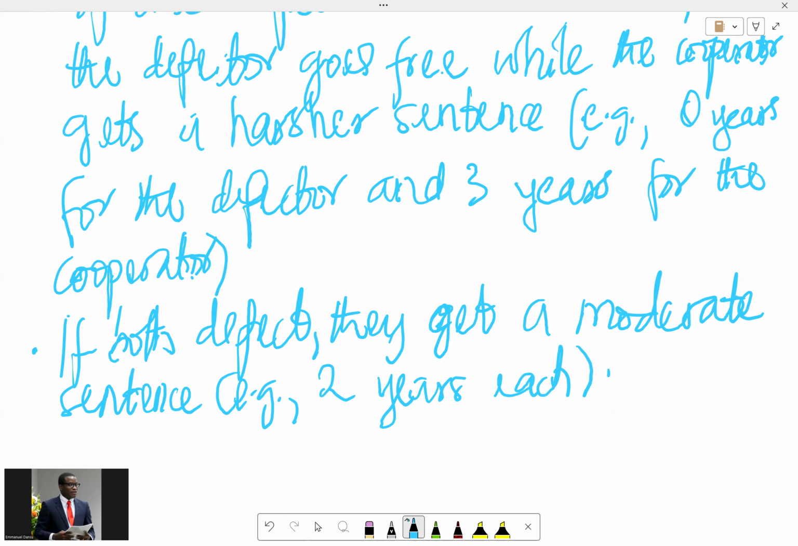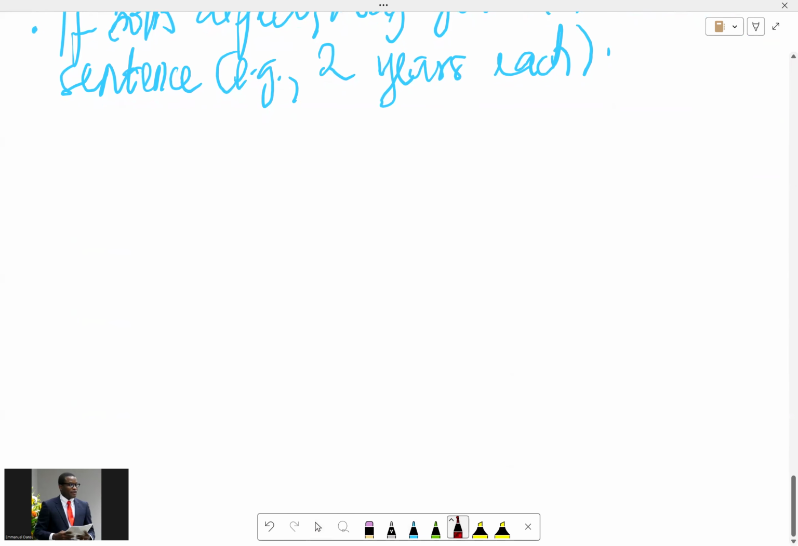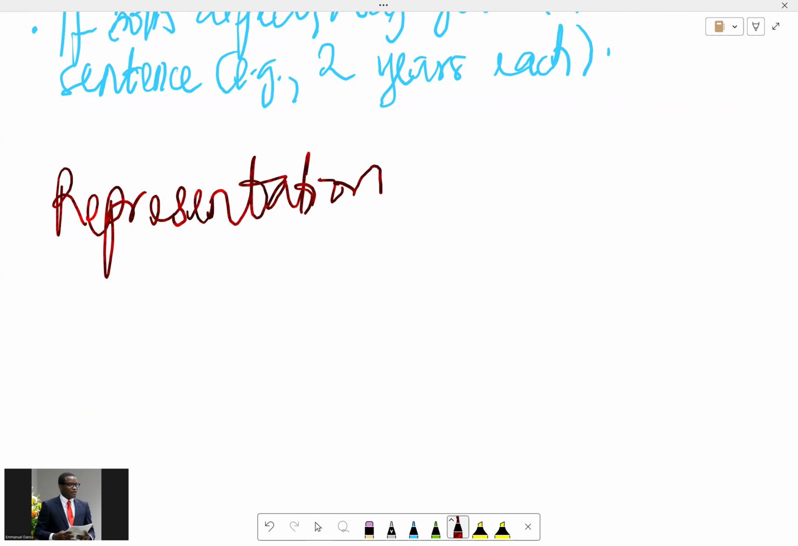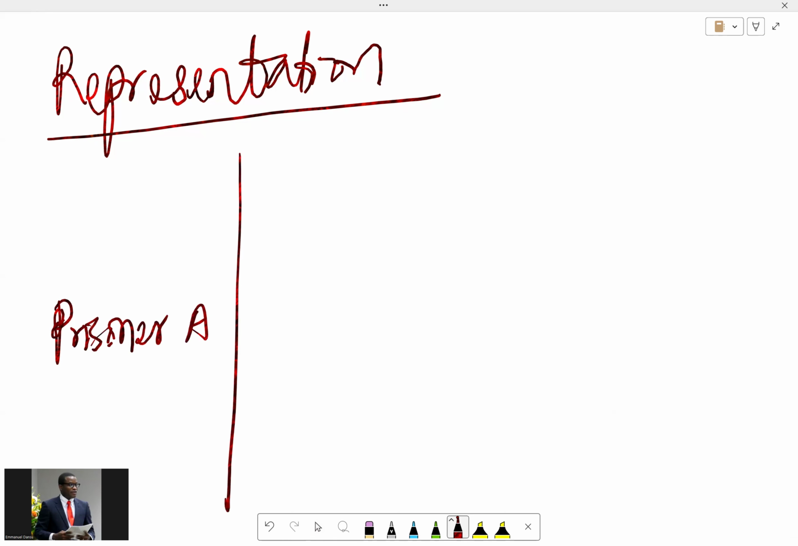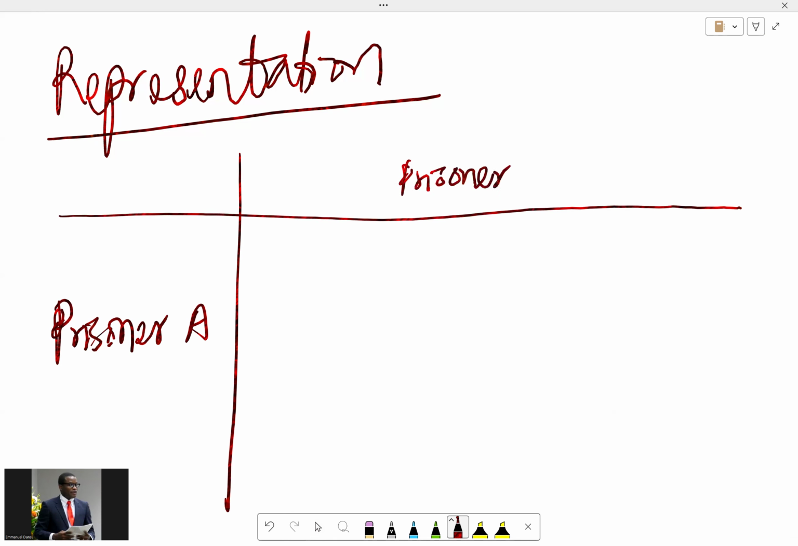So let's look at how we represent this scenario. So let's look at the representation. So here we have prisoner A up here, and we have prisoner B here.